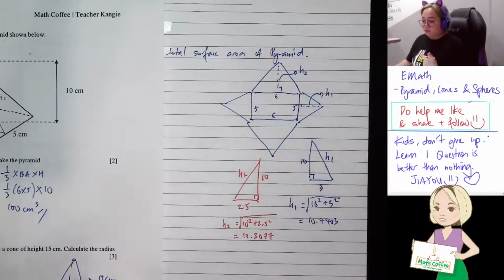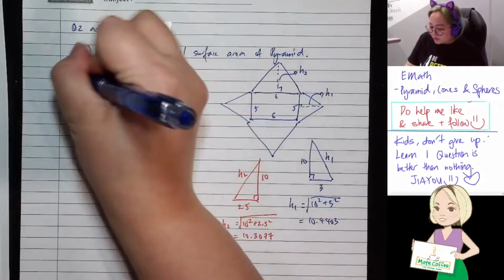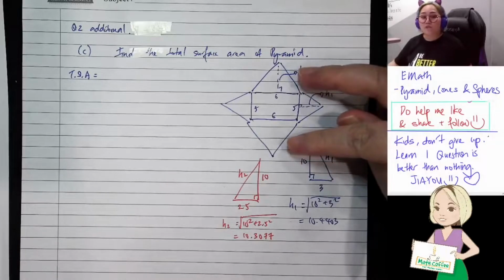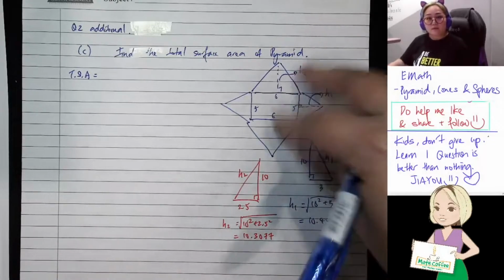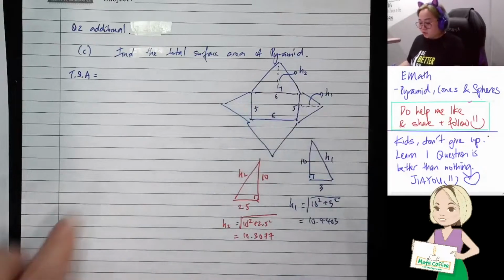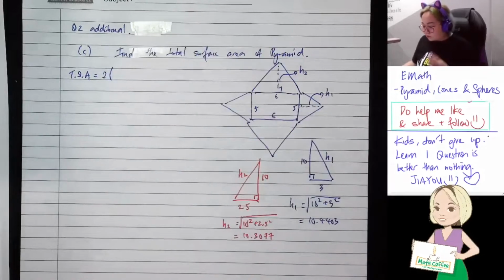Now it's time for us to find the total surface area. I need to find the area of these two triangles, the area of these other two triangles, and add the rectangle. So this is 2 multiplied by the triangle.